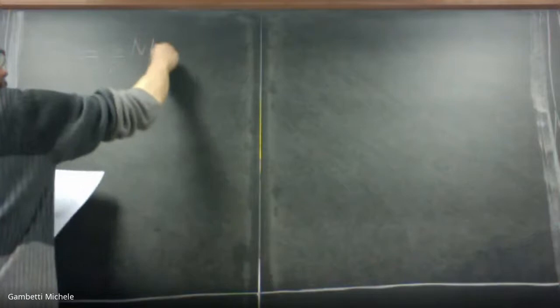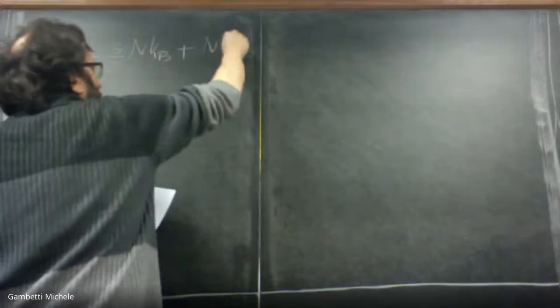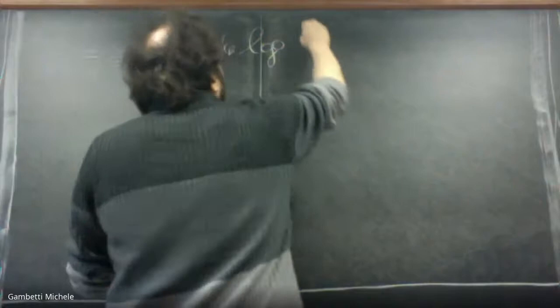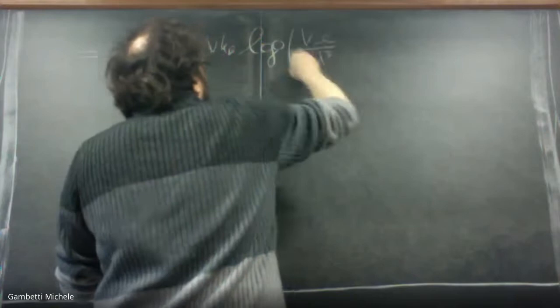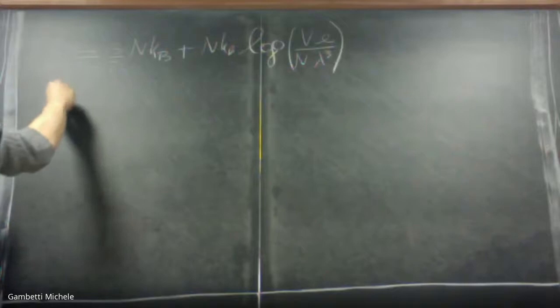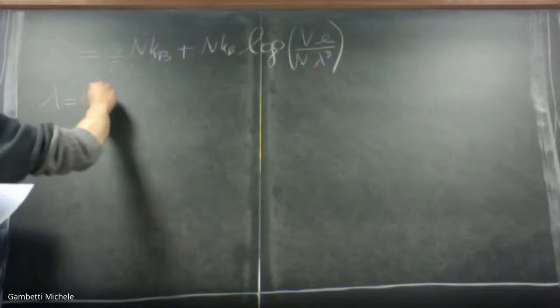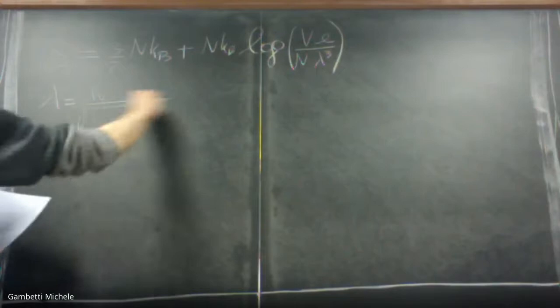And so we derived a formula, which is the Sackur-Tetrode formula. This formula is just k_B times the logarithm of this portion of the phase space, omega. It was the following: 3/2 N k_B, plus N k_B times the logarithm of V divided by N lambda cubed, where lambda is the thermal wavelength, given by h divided by the square root of 2 pi m k_B T.